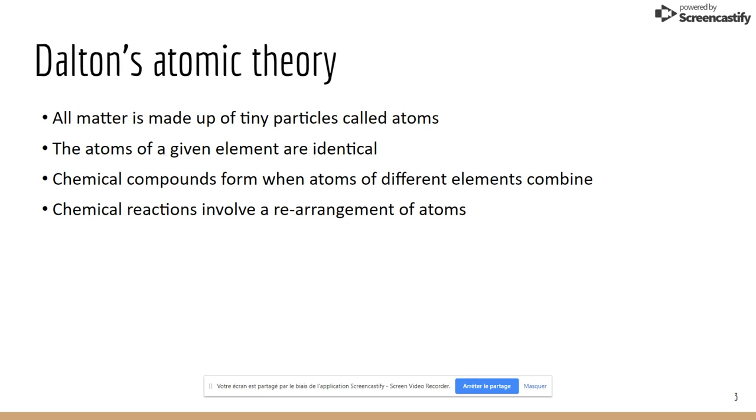So Dalton's atomic theory, which is a little bit different than the atomic theory we talked about in our last chapter, is a little bit more general, not really talking about quantum phenomena. This is stuff that you've probably heard before. First, all matter is made up of tiny particles called atoms. The atoms of a given element are identical. That is actually not 100% true. They all have the same number of protons, but they can actually differ in the number of neutrons. Chemical compounds form when atoms of different elements combine, and chemical reactions involve a rearrangement of atoms, but not a creation or a destruction of atoms.